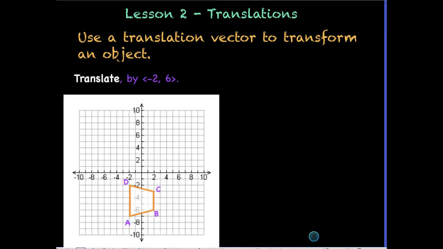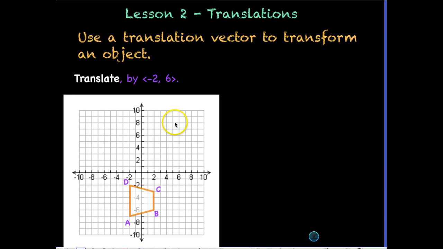All right, let's look at an example. Let's translate this image, or it's not an image yet. Let's translate this original object by negative 2, 6. So this is our vector. This is our translation vector. Go ahead and pause the video and try to come up with the new coordinates of the translated object.